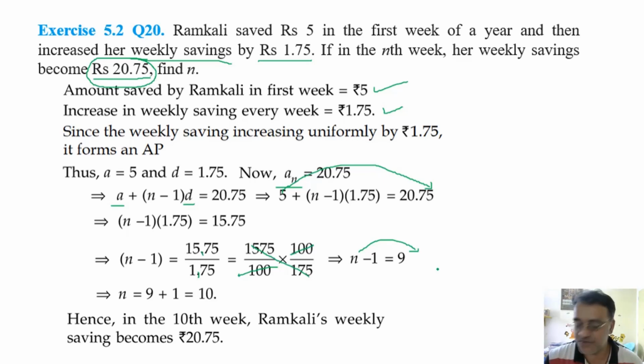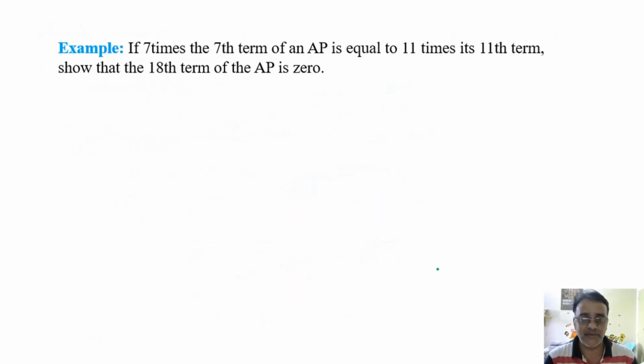Any doubt in this question? No, sir. Okay, now we are going to move towards some more additional type of question. Say this is very important question. If 7 times the 7th term of an AP is equal to 11 times its 11th term, show that 18th term of the AP is 0.